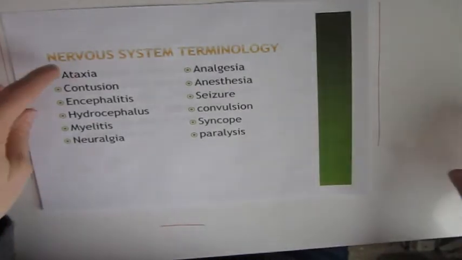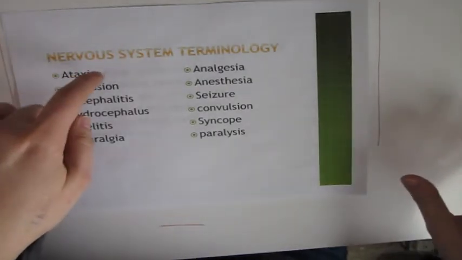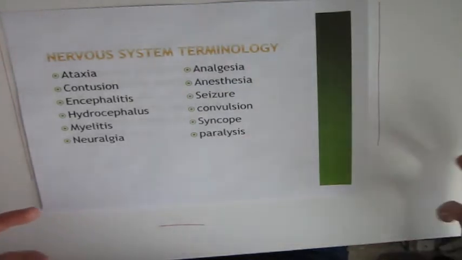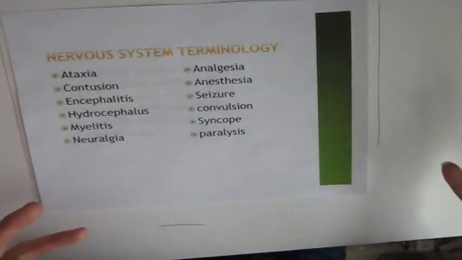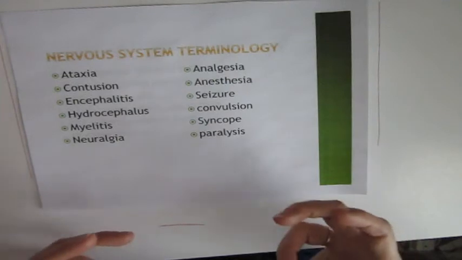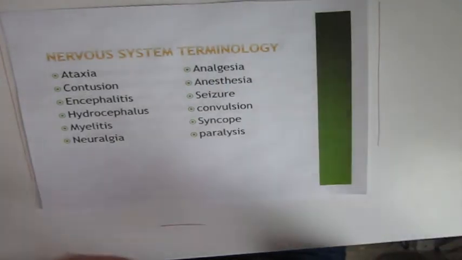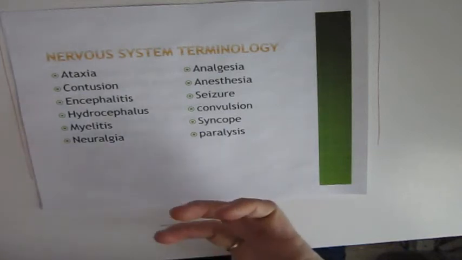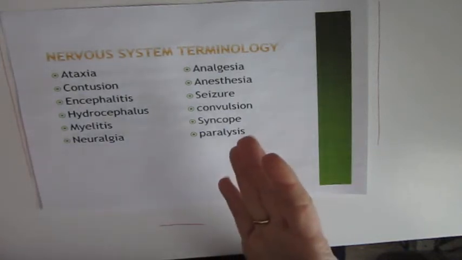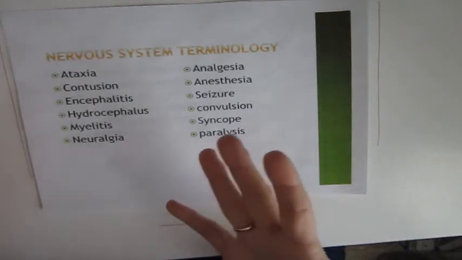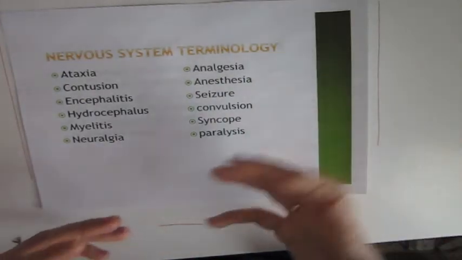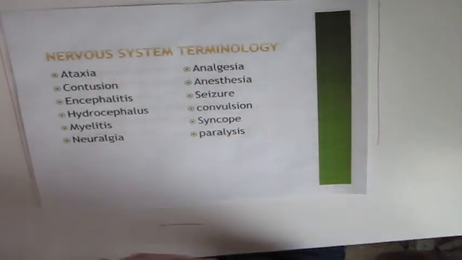So here is some nervous system terminology. Alright, got ataxia, which means without coordination. Ataxic means you're stumbling. So anytime you see an animal who's stumbling around like they're drunk, that means they are ataxic, a term you can use. Contusion, alright, again, bruise. Encephalitis. So thinking back to our combining forms, right? Brain, meaning encephalo, right? So itis is always inflammation, so inflammation of the brain, encephalitis.